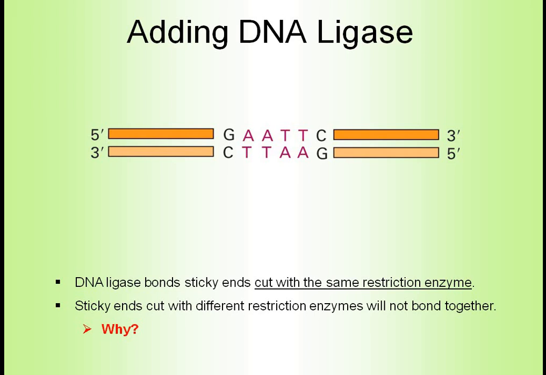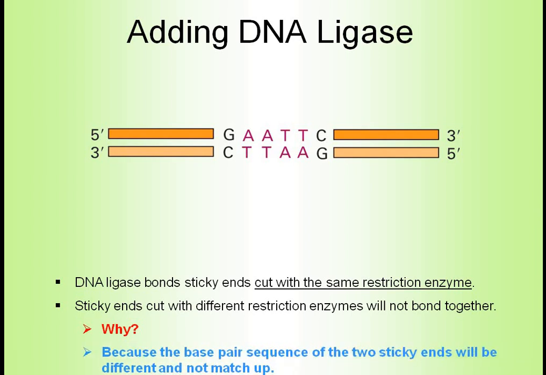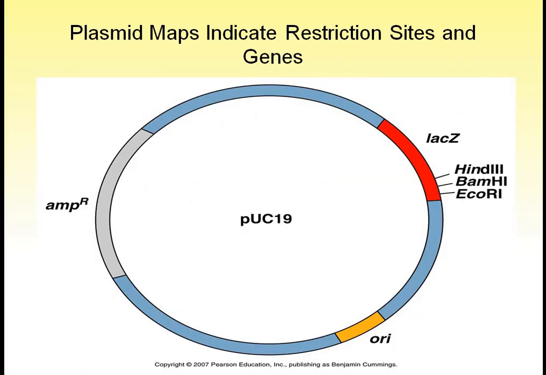Sticky ends cut with different restriction enzymes will not bond together. For example, if we use EcoRI and BamHI, two different enzymes for cutting the molecule, they will cut at different sequences, and the ends will not bond together because they have different restriction sites. The base pair sequences of the two sticky ends will be different and they will not match up.